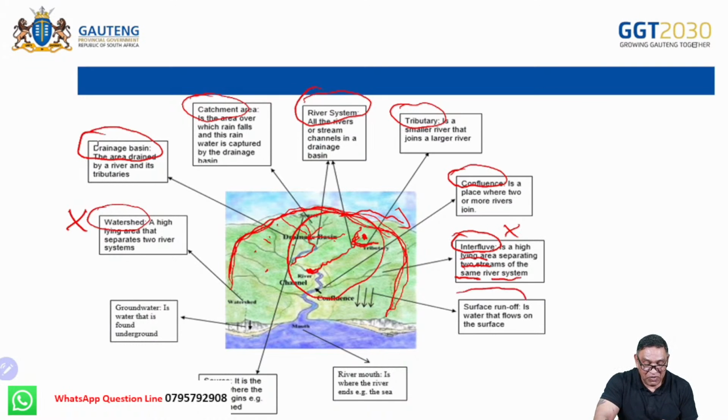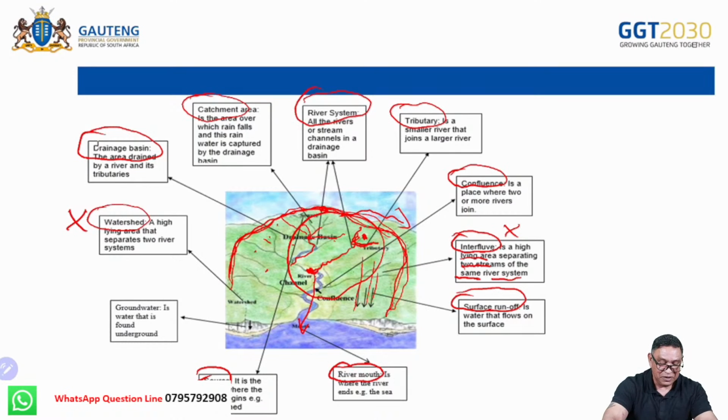Okay, and then we've got surface runoff, the water that actually flows on the surface, as shown there. Then, of course, where the river starts is the source, as indicated here, and where the river enters the sea is the river mouth. Can you see it? When it ends into the sea.